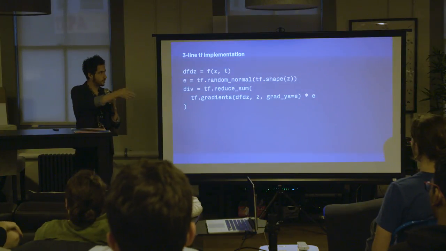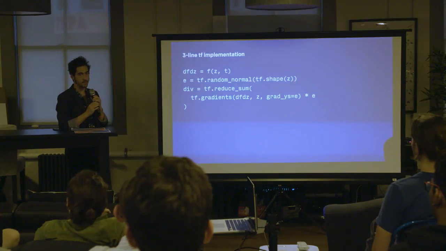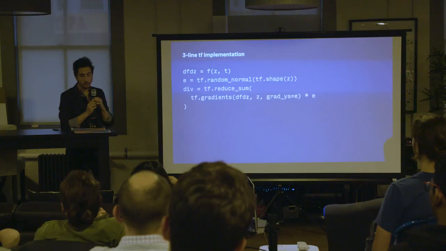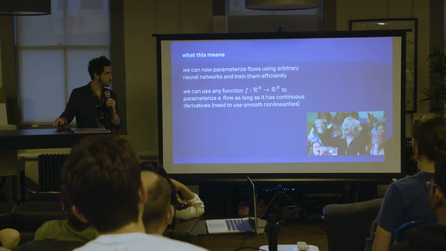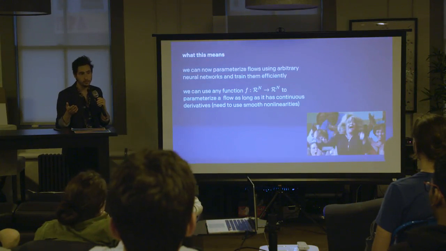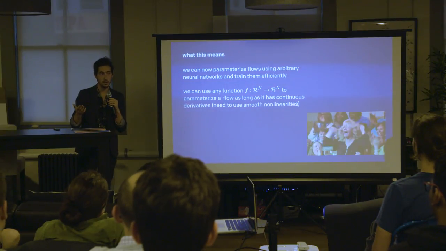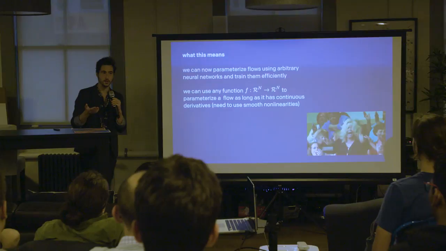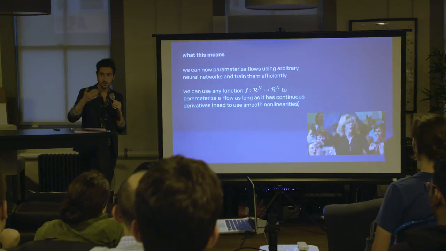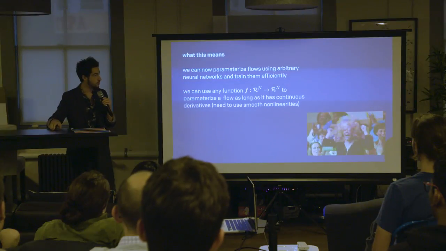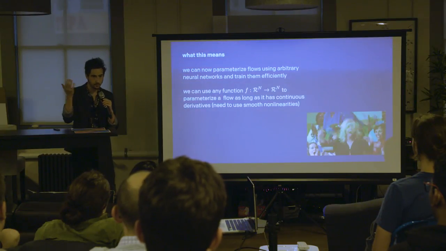Here's a little three-line TensorFlow implementation of how you would implement this estimator. The cool thing here is that using this, we now have a way to parameterize these invertible generative models using an arbitrary neural network. And we also have a way to efficiently train them just using backpropagation or standard automatic differentiation tools, which are very common today.